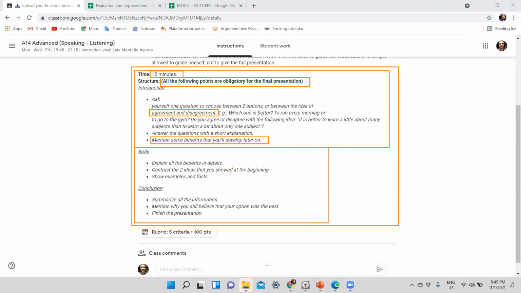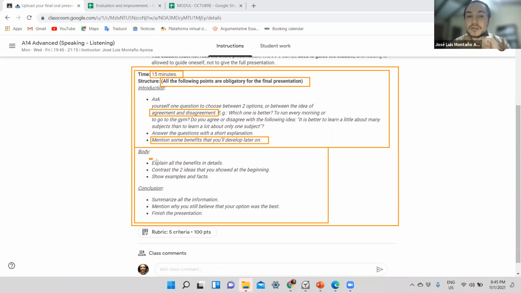Okay, teacher. Body: explain all the benefits in detail. Contrast the 2 ideas that you showed at the beginning. Show examples and facts. Conclusion: summarize all the information. Mention why you still believe that your option was the best. Finish the presentation. Thank you very much. And again, all of them are obligatory this time.